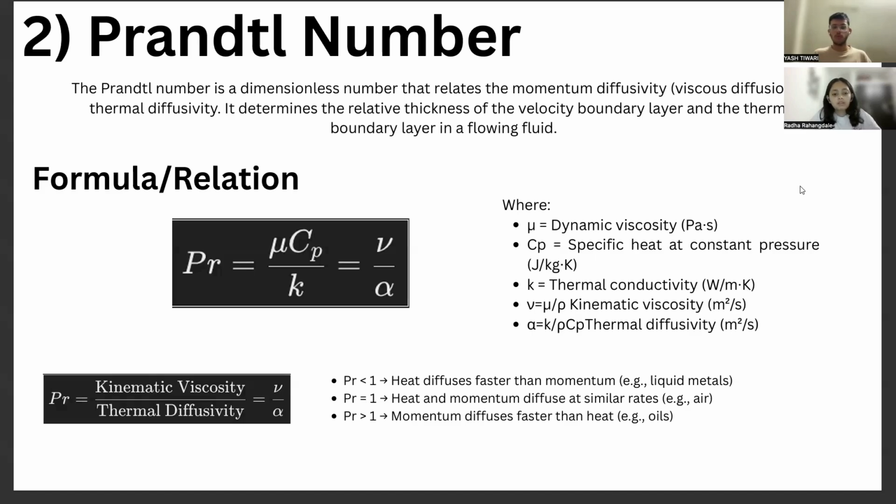If Prandtl number is less than 1, then heat diffuses faster than momentum. If Prandtl number equals 1, then heat and momentum diffuse at similar rates. So Prandtl number equals 1 is valid for gases and liquids also. And if Prandtl number is greater than 1, it means momentum diffuses faster than heat, such as in oils.